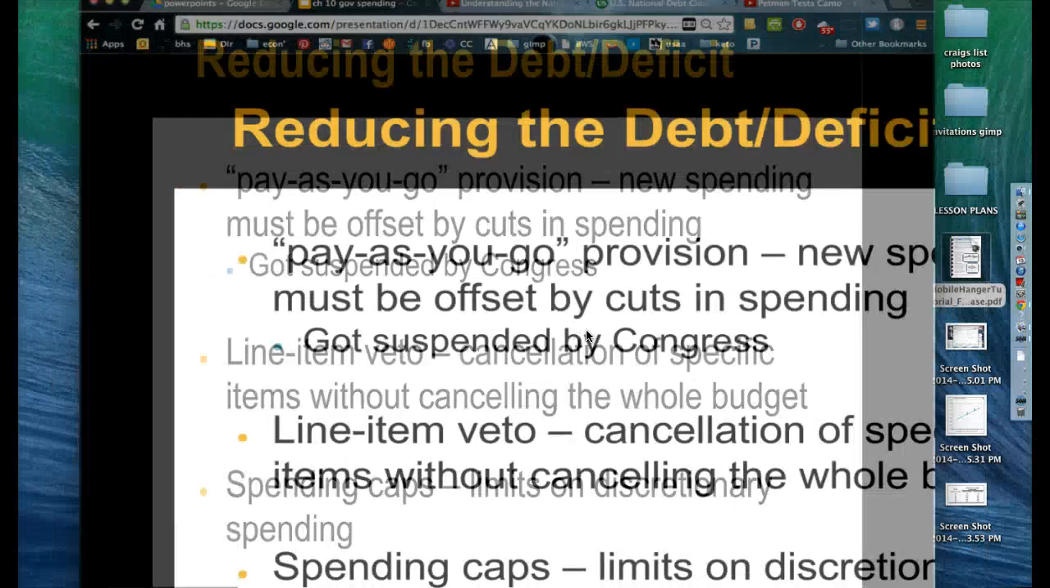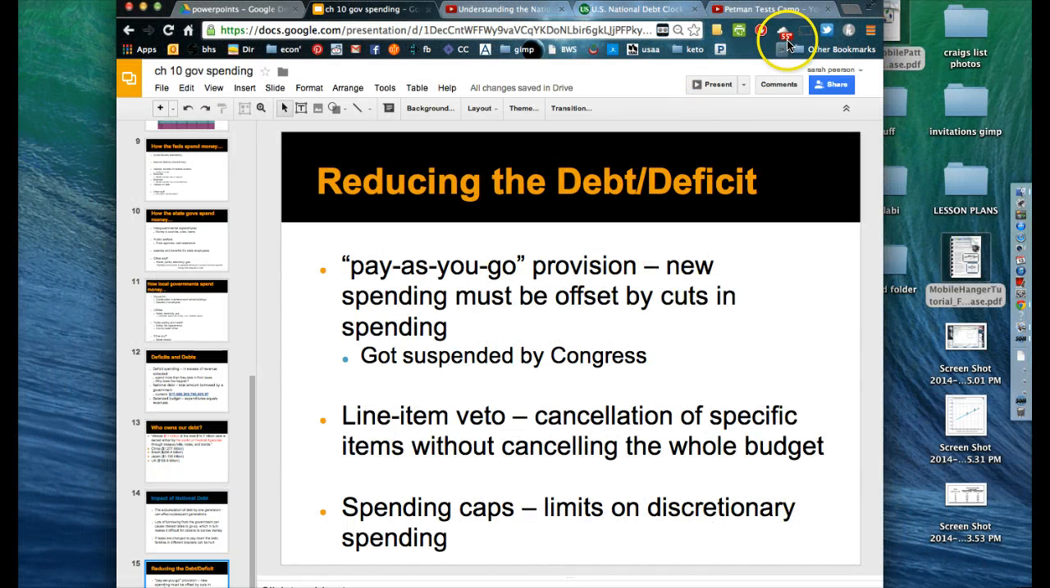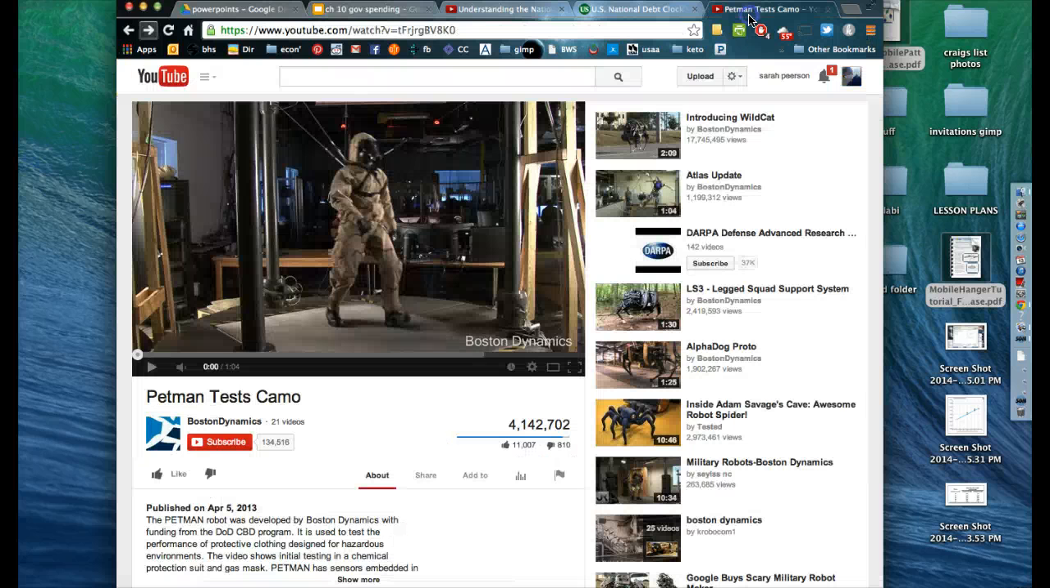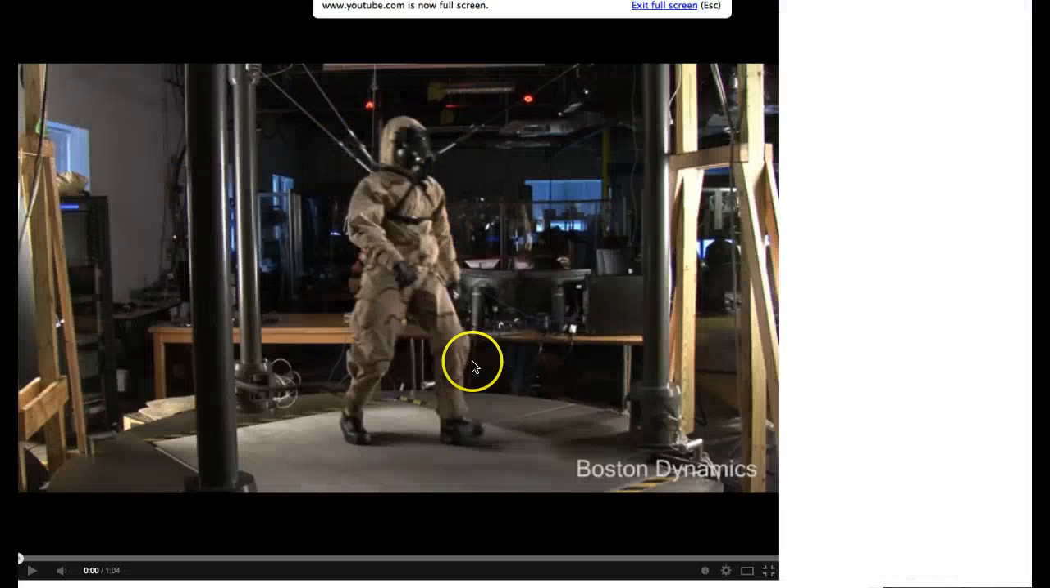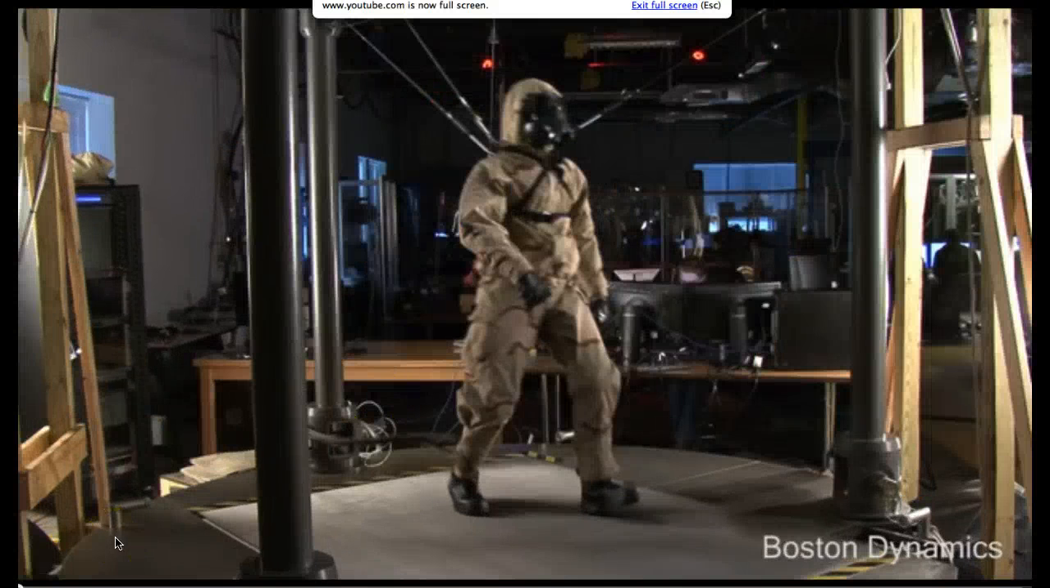Okay, that is the end of that PowerPoint. I do want to go ahead and show you the video from the very first slide, the DARPA robot they're coming up with now. This is an android. It's called Petman. And that's actually a robot in camouflage. I'll show you what he looks like in a minute, so don't be confused. That's not a person.